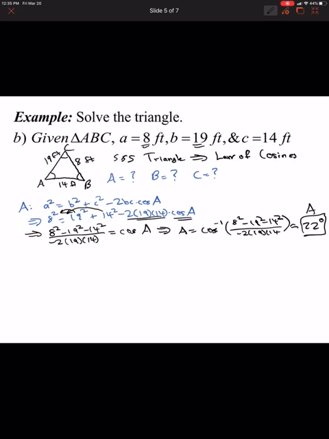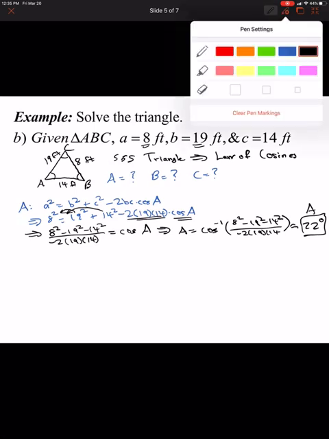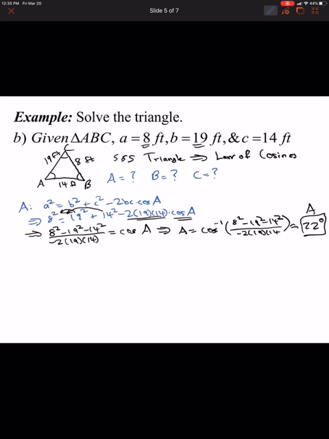Now let's go find B. B or C, doesn't matter. I'm going to go to B next. Our law would be B squared equals A squared plus C squared minus twice the product, 2AC times the cosine of the angle opposite, which is B. So let's plug in the information. B is 19 feet, so 19 squared equals A squared, 8 squared, plus C squared, 14 squared, minus twice their product, 2 times 8 times 14, times the cosine of angle B, which is our unknown.